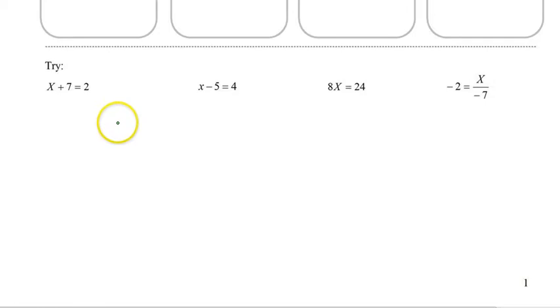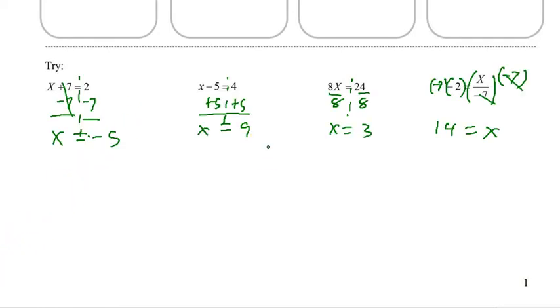If you get them wrong, you can always rewind. So just give them a shot. Hit pause now. And there are the answers. So again, if we check them all, they all should work out.